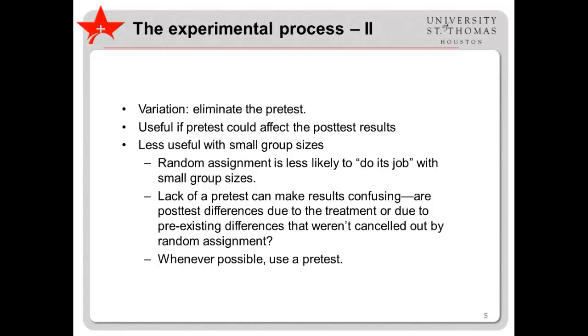A second variation on the experimental design involves eliminating the pretest. This is useful if there is a concern that a pretest will affect the post-test results. This version is less useful with small group sizes. This is because random assignment is less likely to do its job with small group sizes. In other words, the various alternative explanations for group differences that would normally be canceled out through random assignment can't be ruled out when groups are small. Thus, the lack of a pretest can make results confusing. Are post-test differences due to the treatment or due to pre-existing differences that weren't canceled out by random assignment? Therefore, as a rule of thumb, whenever possible, use a pretest.